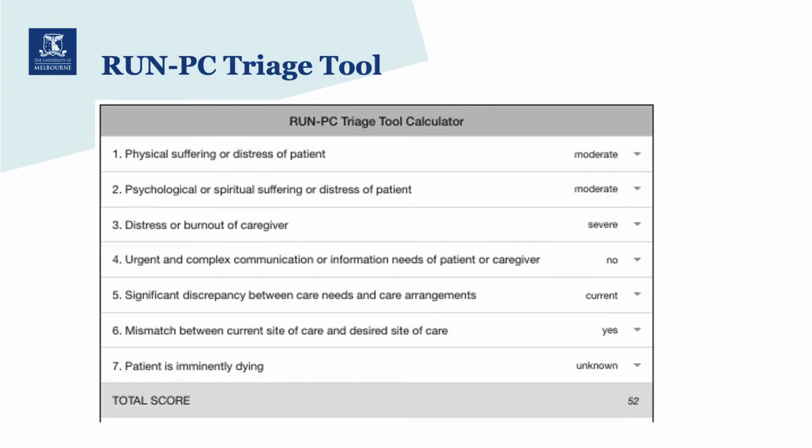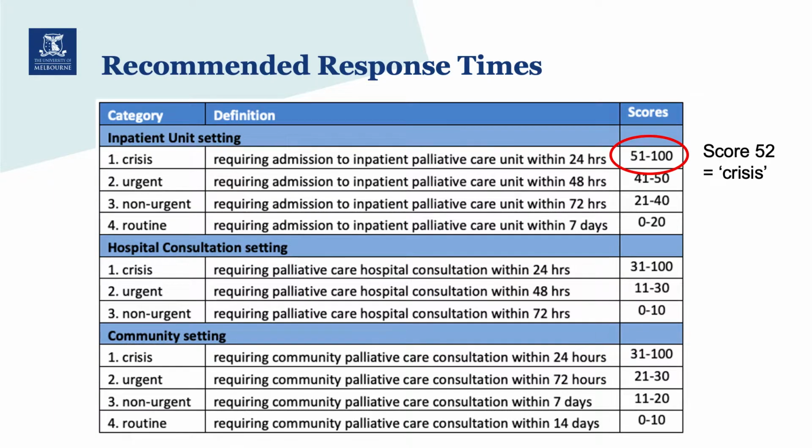I didn't feel that I was able to make a call whether she was imminently dying. It sounded as though she's definitely deteriorating, but whether she's really entered that terminal phase, I mean, she's still awake. I probably needed more information there. So I said unknown, and you can see the total score calculated was 52. So applying that in our recommended response times for referrals to the inpatient unit setting puts her in the crisis category, which really means we're going to aim to get her in within 24 hours.